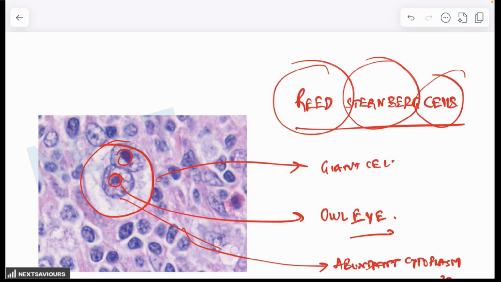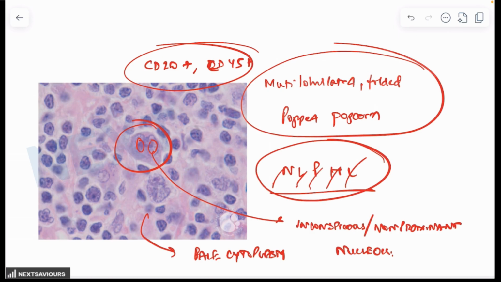So, what is there in your image? You can clearly see a binucleated large cell with large nuclei, giving it an owl eye appearance, and this confirms the Reed-Sternberg morphology. So, it is a feature of classical Hodgkin's lymphoma, right? This is how it is differentiated from the nodular lymphocyte predominant Hodgkin's lymphoma.